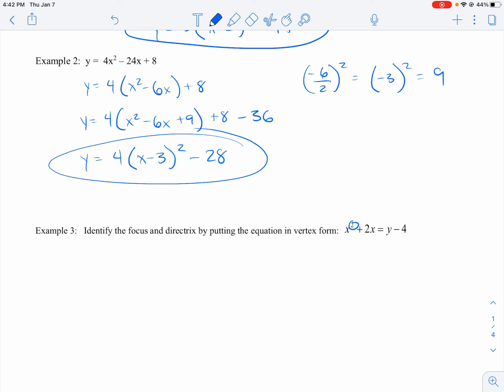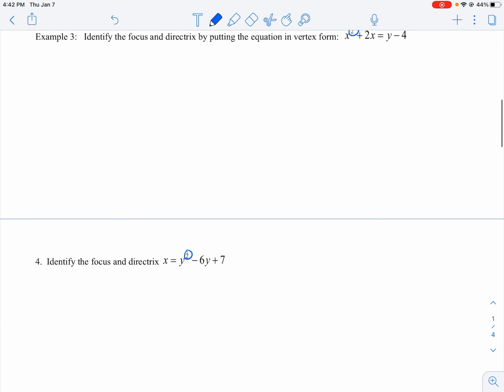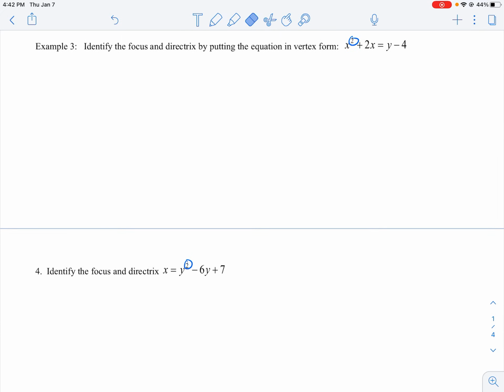Let's take a look at number 3. Numbers 1 and 2, we were just converting into vertex form. Now we're utilizing our directrix and focus in order to answer these questions. In this one, I got this y minus 4 on the right. I need to get that y by itself, so I add 4, and I'm starting with x squared plus 2x plus 4 is equal to y.